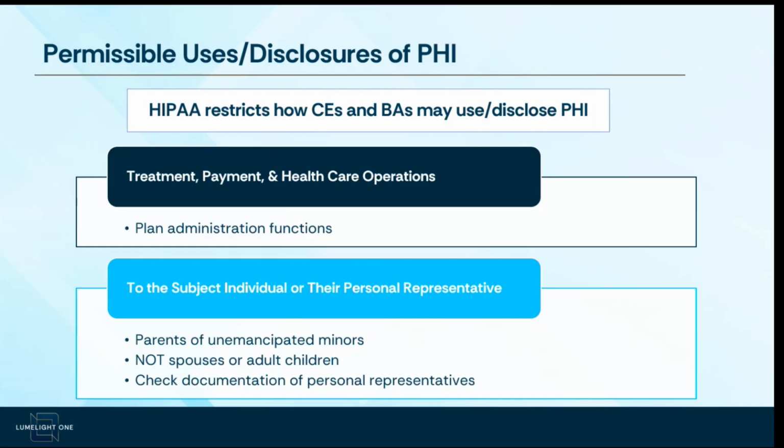One example would be that a parent will almost always be considered the personal representative of their minor child. However, it is important to realize that this personal representative designation does not apply to spouses, adult children, and most third parties. So in cases outside of a parent of a minor child, there will need to be some documentation of this person's designation as a personal representative prior to the use and disclosure of PHI.